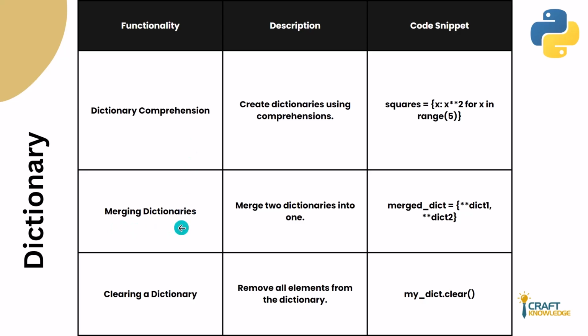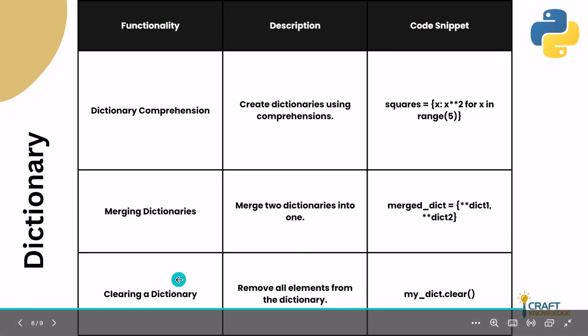Then we have merging. We can also merge two dictionaries, just like we merged two lists and two strings. So we can merge two dictionaries just like this: double star dictionary number 1, then a comma, and then double star dictionary number 2, and this will be inside curly braces. Cool. And just like lists, we can also clear the dictionary by saying my dict dot clear, and the dictionary will be vanished.